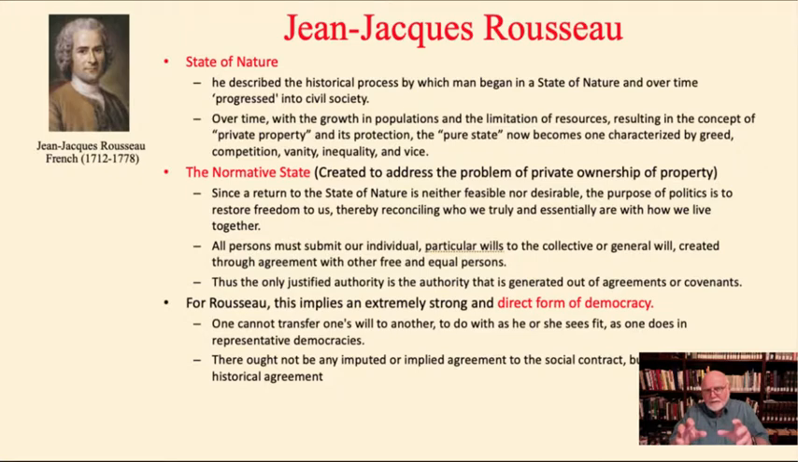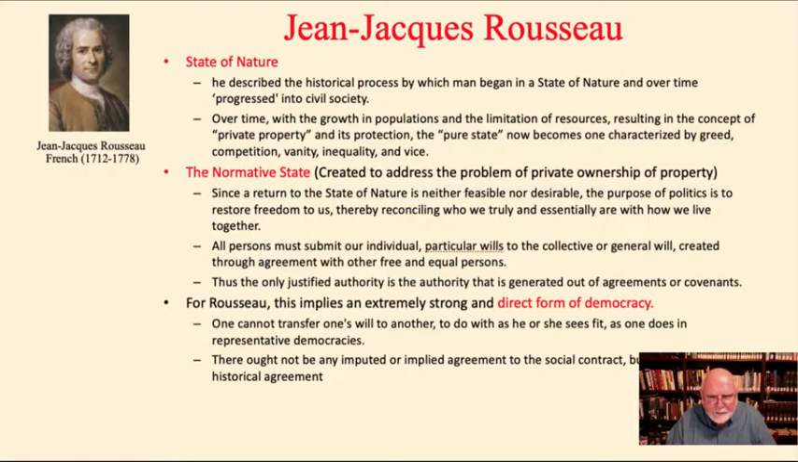Locke's state of nature is a state of what is, whereas the normative state created by Rousseau is meant to get over the problems of the state of nature, because it's not possible to get back to the state of nature. The movement of history and the development of natural sciences and what's gone on with property and economics makes it impossible. So, in Rousseau's view, we all have to submit our individual wills to the collective will, acting as free and equal persons, and we do that out of agreements or covenants.